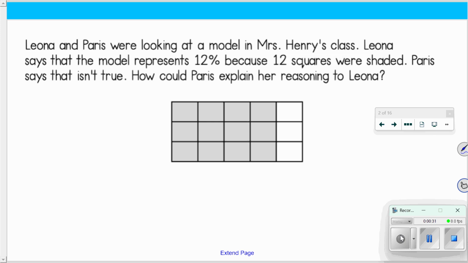Leona's parents are looking at a model in Miss Henry's class. Leona says the model represents 12% because 12 squares were shaded. Her parent says it isn't true. How could the parent explain her reasoning to Leona?